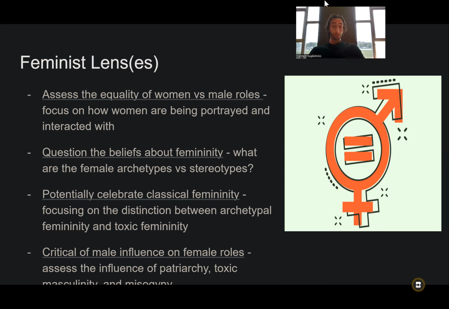This is wonderful. Whereas some of them will look at it and say, no, this is an awful depiction of a female character because it's just a stereotype. It's just created by men. It's all this kind of stuff.